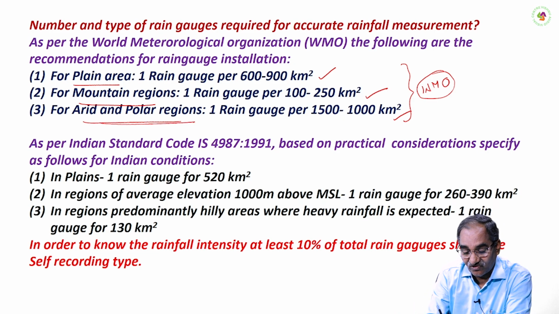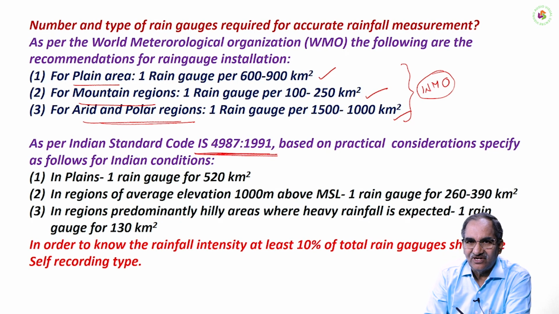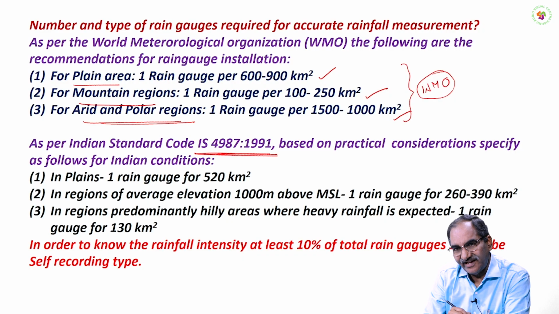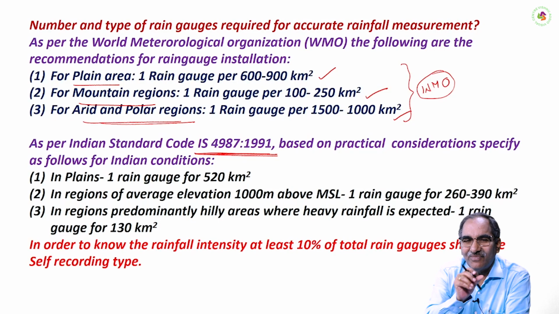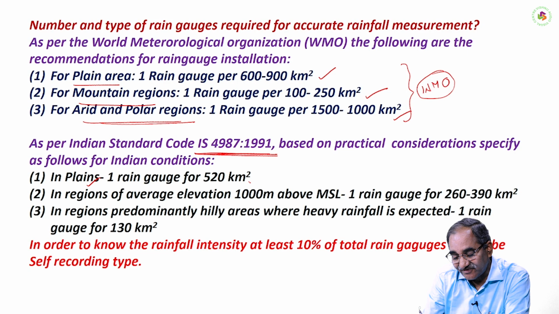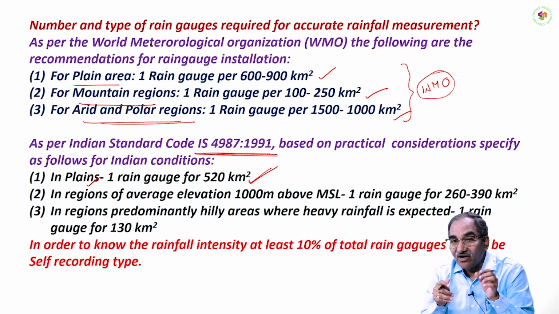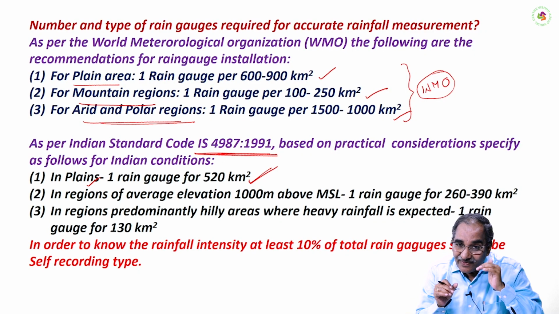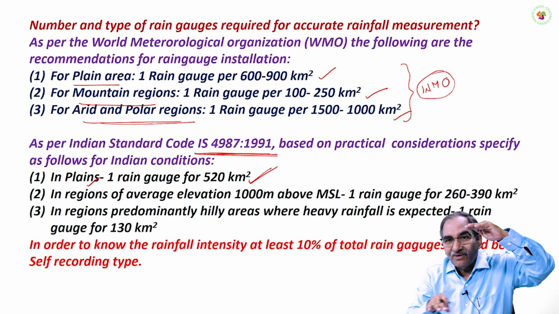But Indian Standard Code 4987, this is very, very important, has given the norms for India, for our country specifically. What is that? They are almost similar, but values change a little bit. In plain areas, one rain gauge for every 520 square kilometers. That is what our present IS code says. Then what they have done, they did not classify it as mountains or anything.